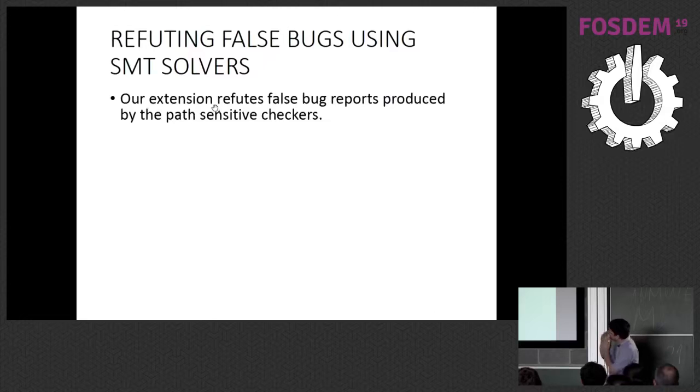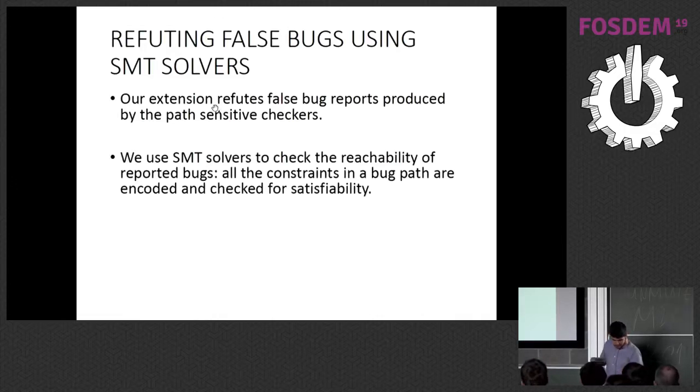We are only interested in the path-sensitive checkers, because we're not looking for pattern matching. We are looking for the constraints in a path, and we're going to encode these constraints and see if they are feasible. So we are using SMT solvers. We encode, as I said, and check for satisfiability.